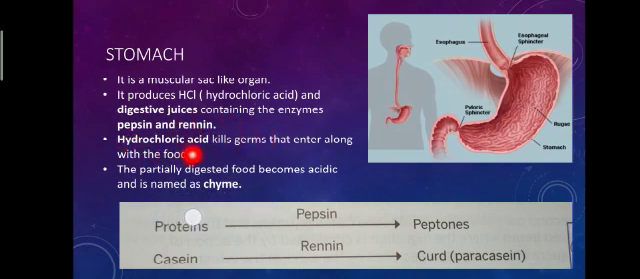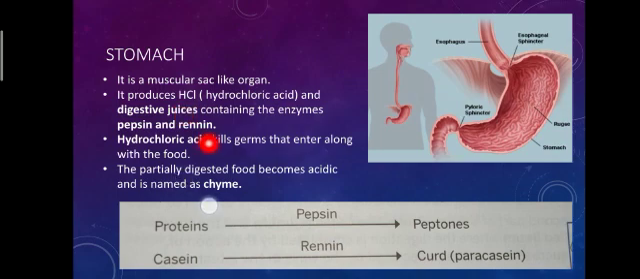What is the work of hydrochloric acid? Hydrochloric acid kills germs that enter along with the food, and the partially digested food becomes acidic and is named chyme, acidic chyme. So the food that enters the stomach is acted upon by hydrochloric acid and the digestive juices that contain the enzymes pepsin and renin.